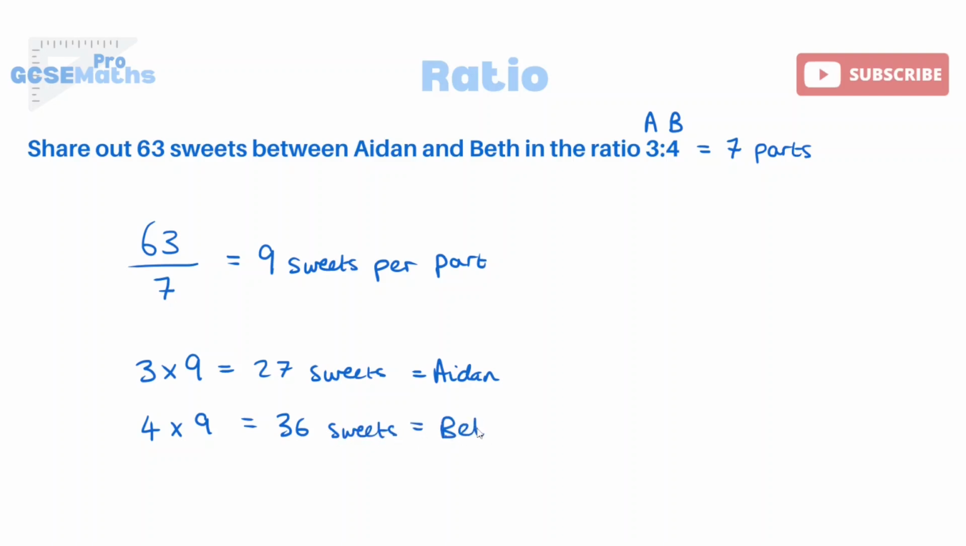And as I said before, you can double check. These 2 values here should add together to make the total 63. And then you know you're correct. Or if you don't get them to add up, something's gone wrong. Okay, so that's the answer to that one.